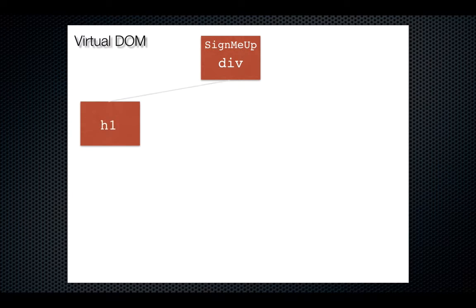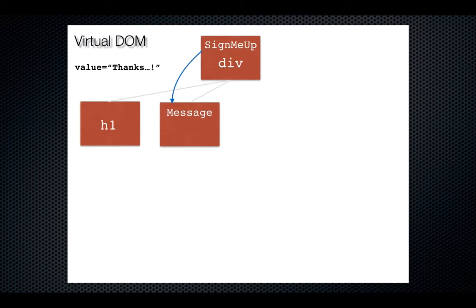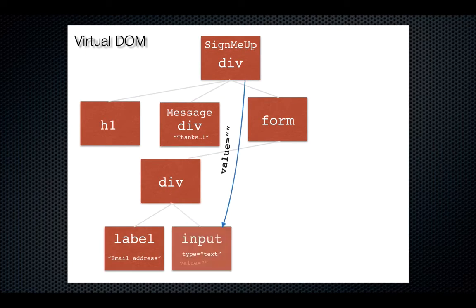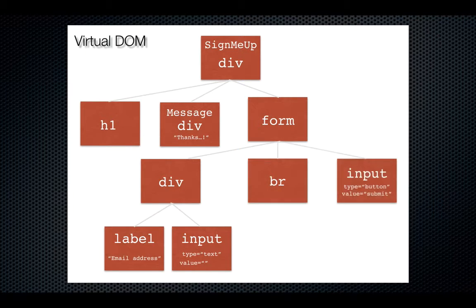The div gets called first and the h1. The message gets called, this time with a value of thanks, so it creates its own div with that value. The form is written in, then the div, the label. Our input is written out again. This time it's passed a value property that is an empty string. And finally the last of the components are rendered.